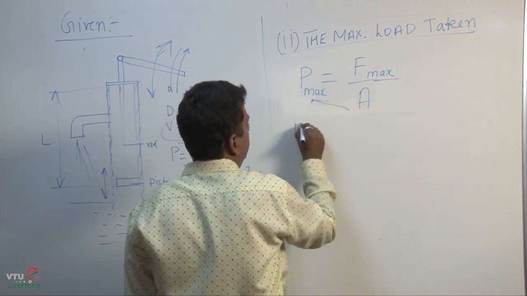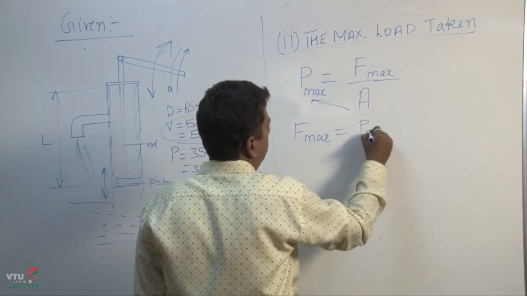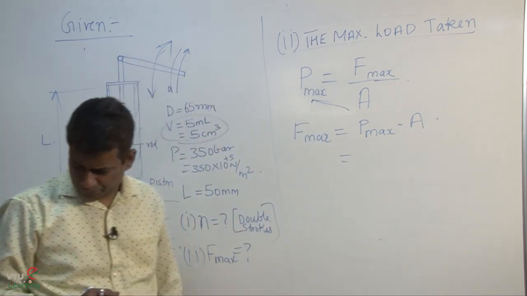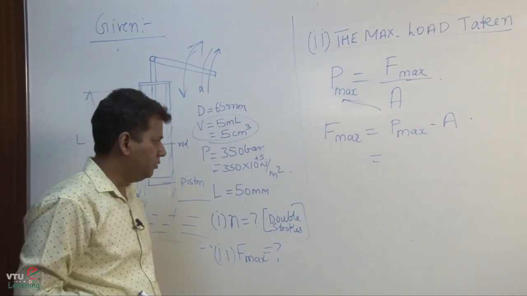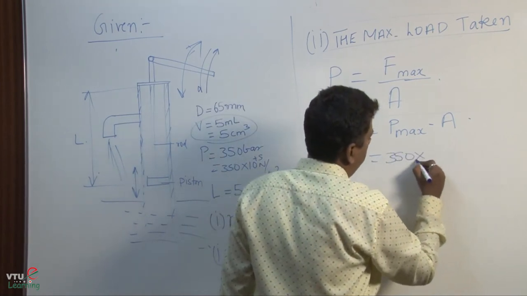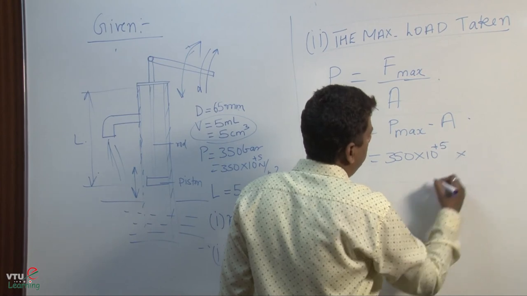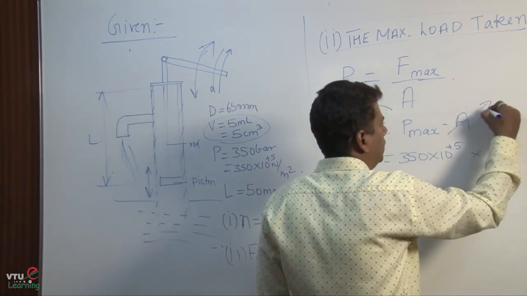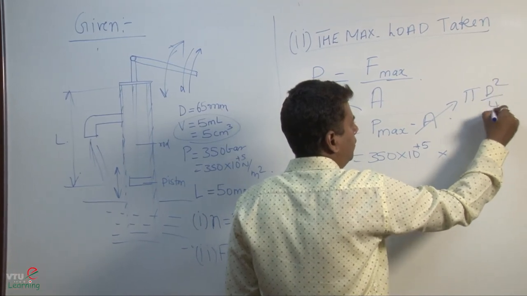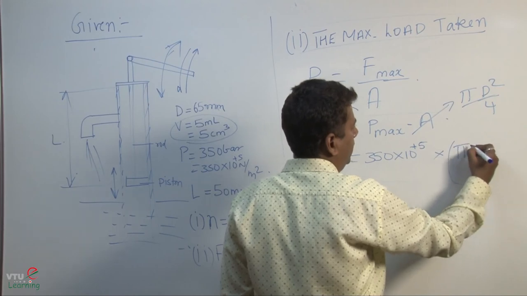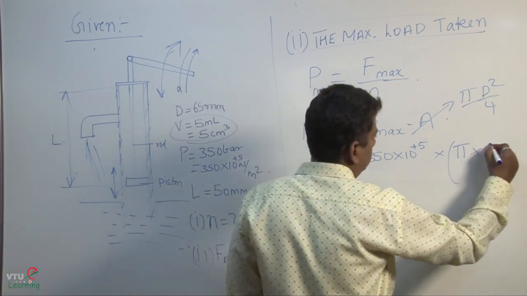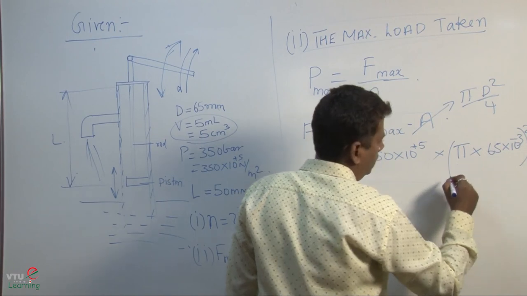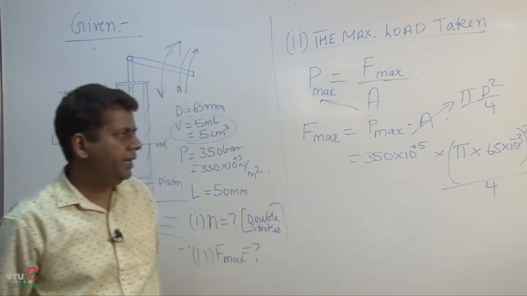So, cross multiply you get F maximum is equal to P maximum into area. So, P maximum how much? According to the problem, the 350 bar. So, you can write 350 into 10 to the power of plus 5 into area. So, area, how do we calculate area? Area can be found out by pi d square by 4. So, you can write pi and the diameter is 65 into 10 to the power of minus 3 whole square divided by 4, right, pi d square by 4.